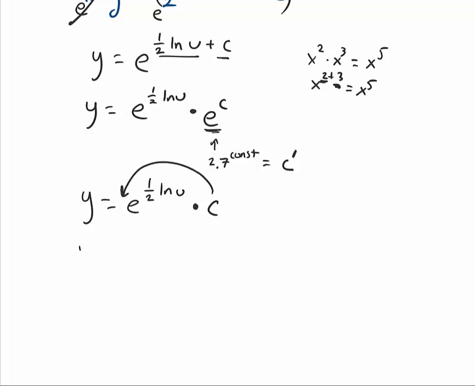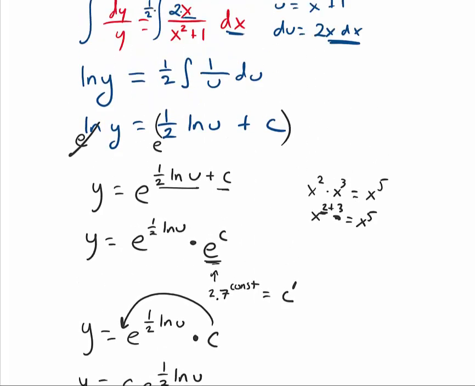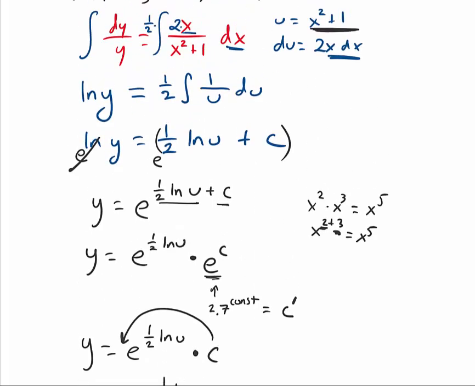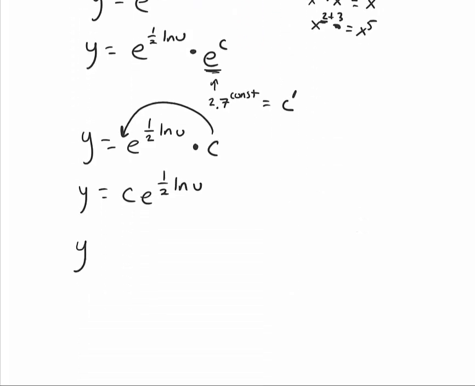And usually we'll move that to the front. So we have c e to the 1/2 ln of u. Now, I do want to get that u back, and the u was x squared plus 1. We could have done this earlier. I kind of waited a little bit. So we have y equals c e to the 1/2 ln of x squared plus 1.